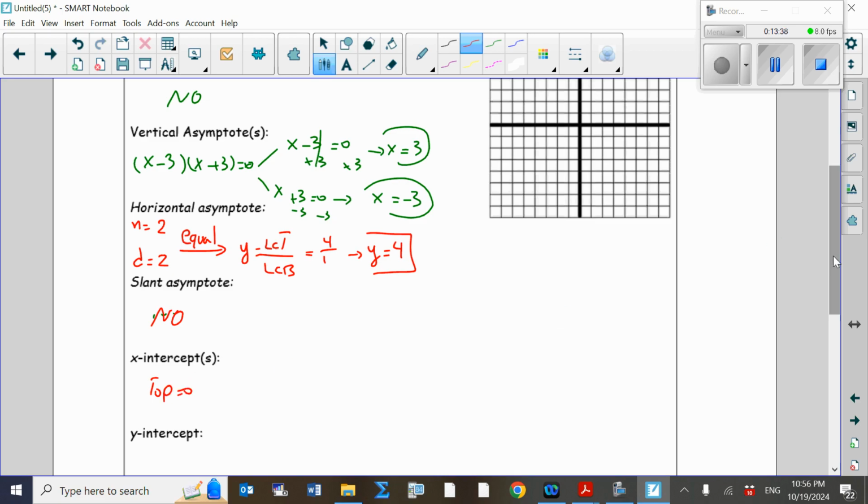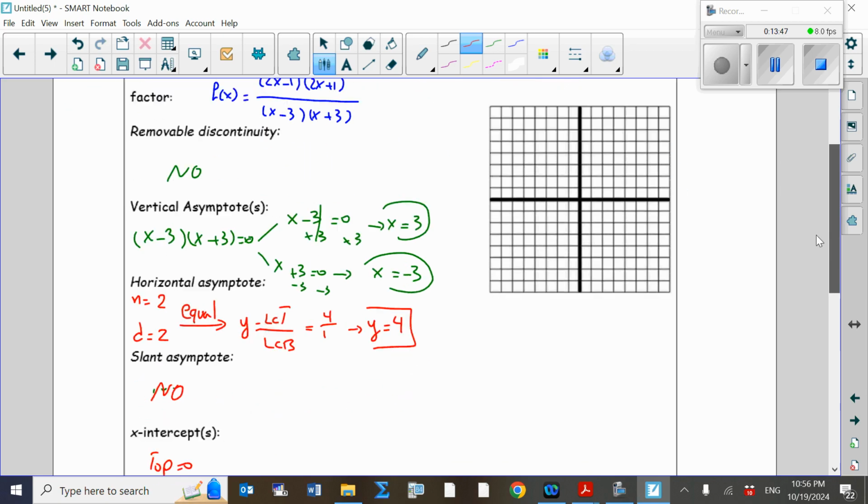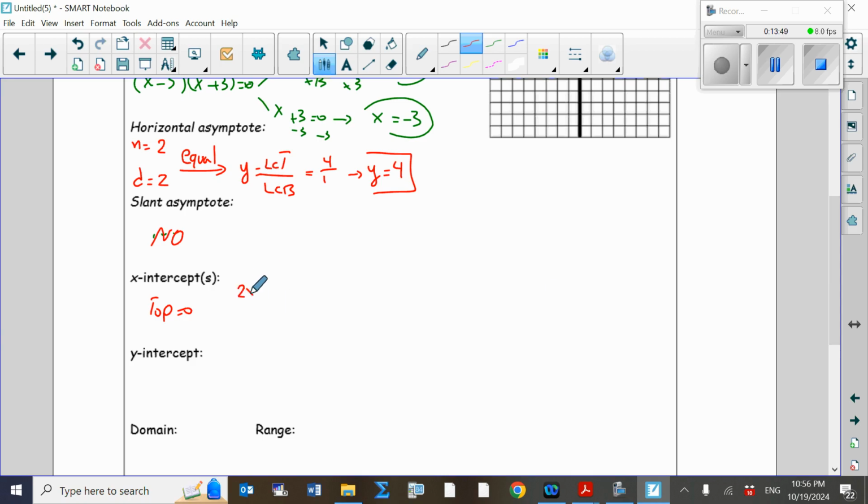The top is 2x plus 1 and 2x minus 1. So if we set them equal to 0, that means you need to set each factor equal to 0 to solve for x. So 2x minus 1 equal to 0. So I'm going to add 1 to both sides. This is 2x equal to 1, and then divide by 2. So x equal to 1/2. So 1/2 and 0 is 1 x-intercept.